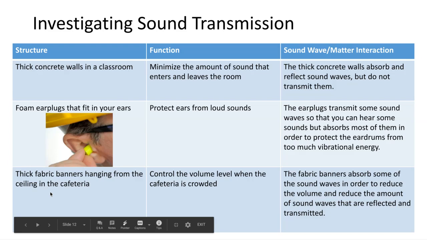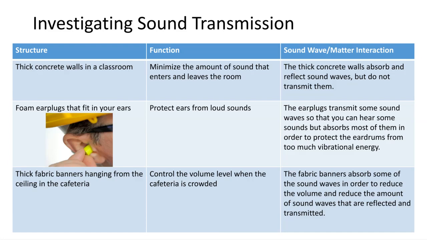If you've ever noticed in the cafeteria at school, if you look up, there are all those college banners hanging in the cafeteria. That thick fabric in the banners helps control the volume level when the cafeteria is crowded. So they're not just there for decoration. Those fabric banners will absorb some of the sound waves in order to reduce the volume and reduce the amount of sound waves that are reflected and transmitted.